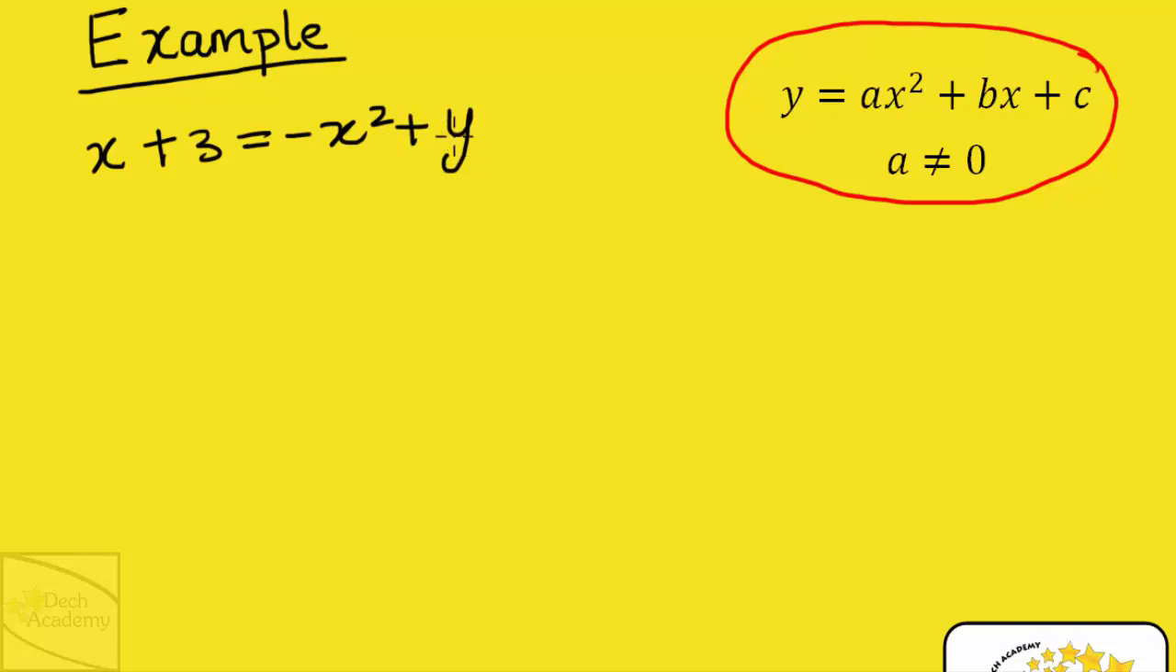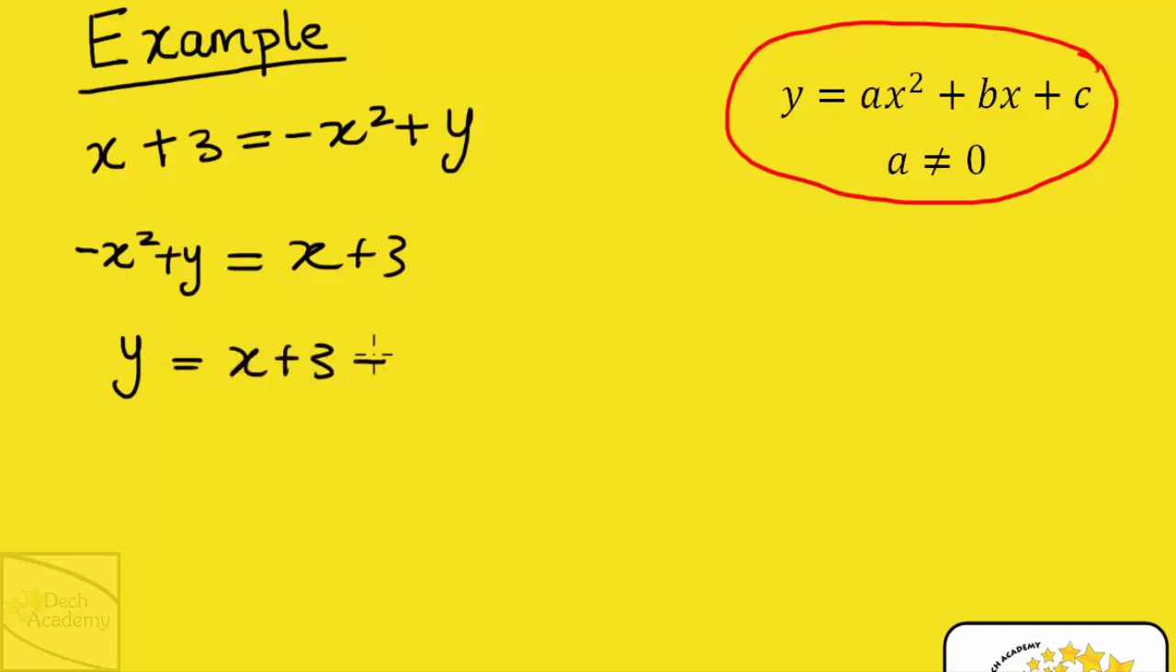So to achieve that, we simply have to make y the subject of the formula. So we want to get y to the left hand side. So the simple thing to do, a logical first step, is to swap the left hand side and right hand side. So we're going to do that now. And that gives minus x squared plus y equals x plus 3. Now, to isolate y, we get rid of the minus x squared by adding x squared to both sides. And doing so gives y equals x plus 3 plus x squared.